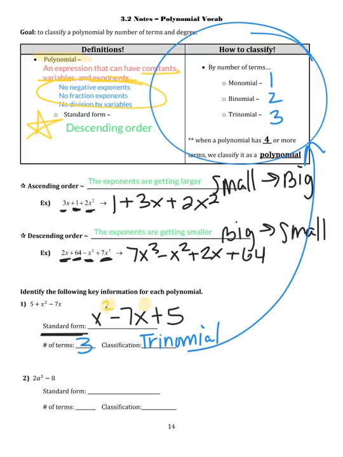Alright, so standard form on number 2, I'm going to do descending order. So descending order would be 2a to the third minus 8. So it actually was already in our standard form. Now those 2 pieces, I'm going to call those 2 different terms. So the plus or minus will separate. So 2 terms, and then classification, I'm going to look up top. 2 terms, we call that a binomial.